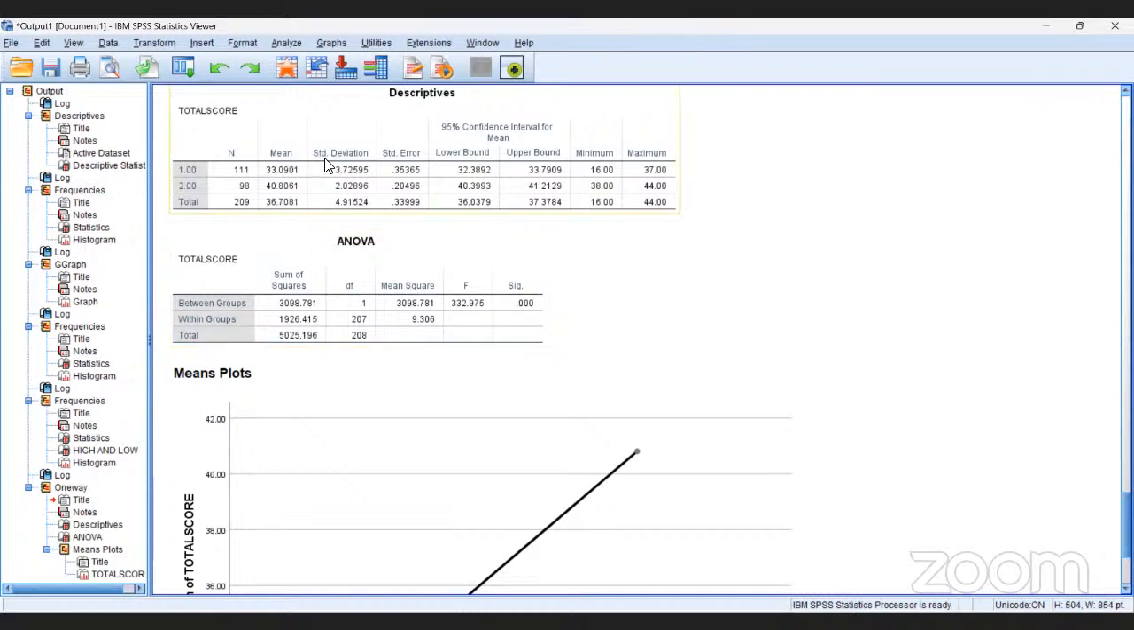So this is the mean and this is the standard deviation. And here you can find out that in case of the control group, the within group variability is high. It is 3.72. But in case of the experimental group, it is 2.02. That means within group variability is less. Okay. And this is the average value of the total group, 36.71.